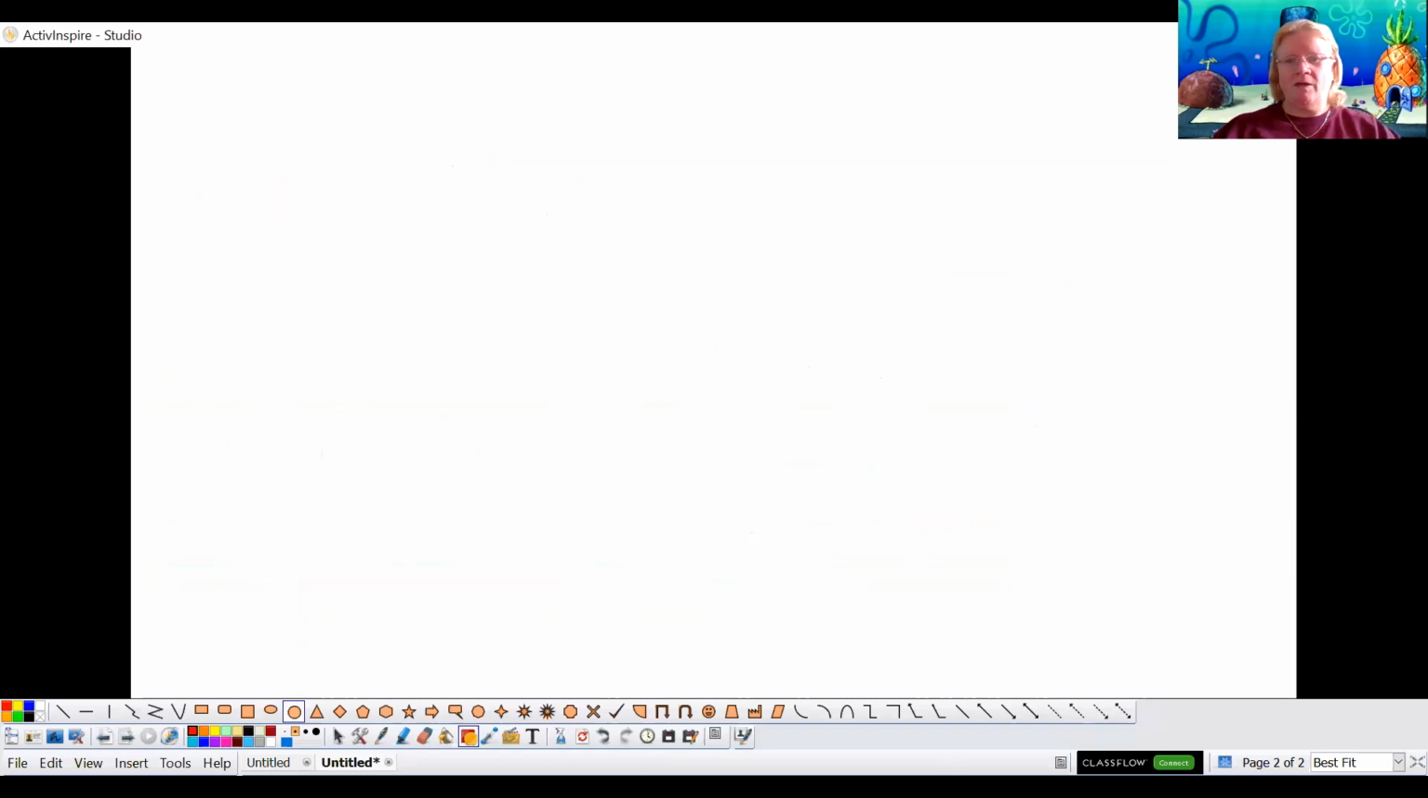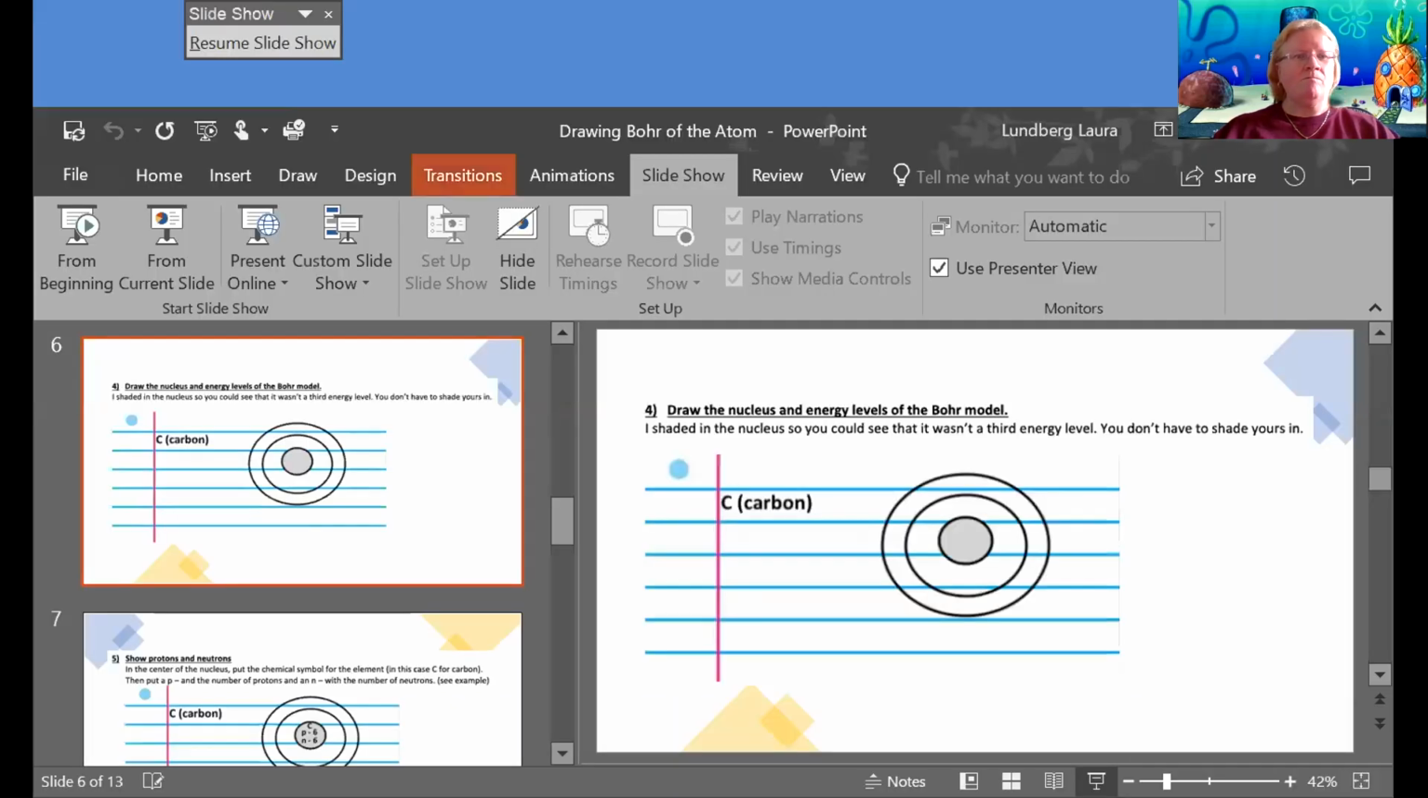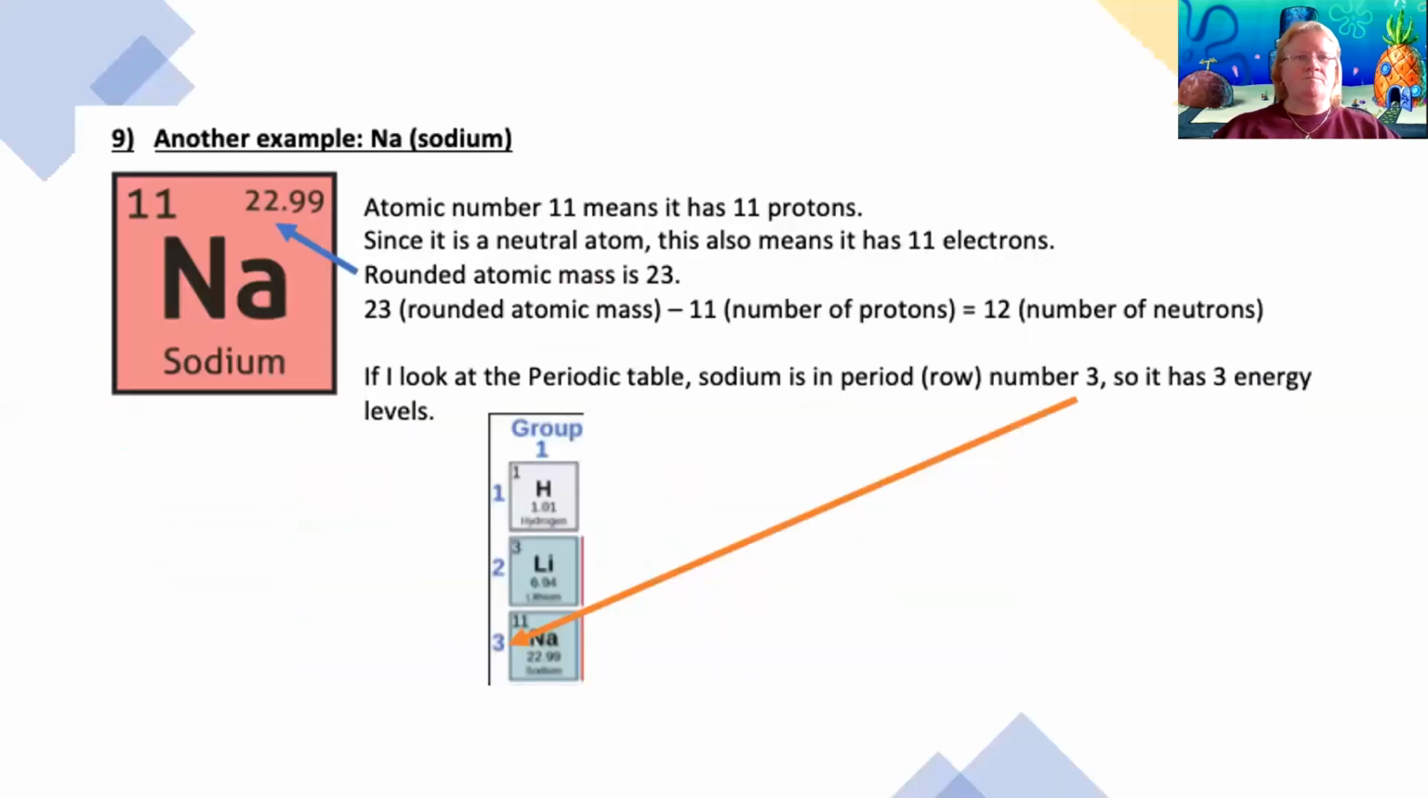Let's take a look at what we had in the PowerPoint. I think I have you doing sodium as practice. Yeah, sodium. So here is a picture of what sodium looks like in the periodic table. Its atomic number is 11. Its symbol is capital N lowercase a, and it's 22.99. That's the average atomic mass. So I've got a lot of information here, but we're just going to go ahead and do it semi-live.